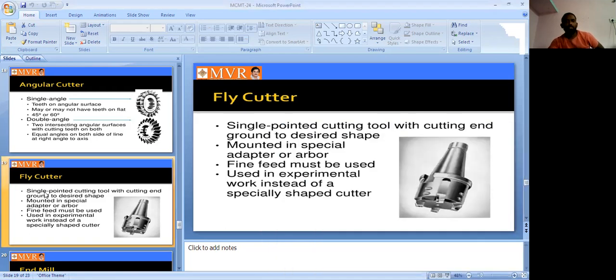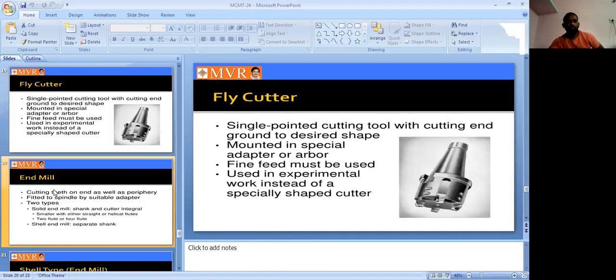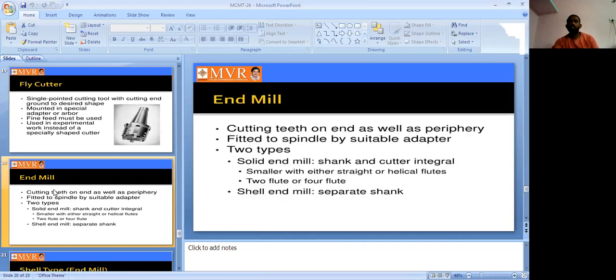Next, we can see the end mill. This is an end mill. It is one of the very important cutters. The cutting teeth are fixed on the end as well as the periphery. It is fitted to the spindle by a suitable adapter.